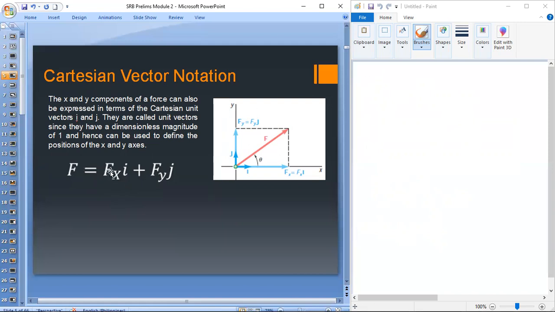Kapag total force mo, lagay mo lang force mo sa x, plus i, and force mo sa y, plus j. Indication lang yun. So that's the Cartesian vector notation. Kung sa problem kapag sinabi yun, sa ganyang form yun. Sa examples natin, makikita natin yung mga yan. Okay?